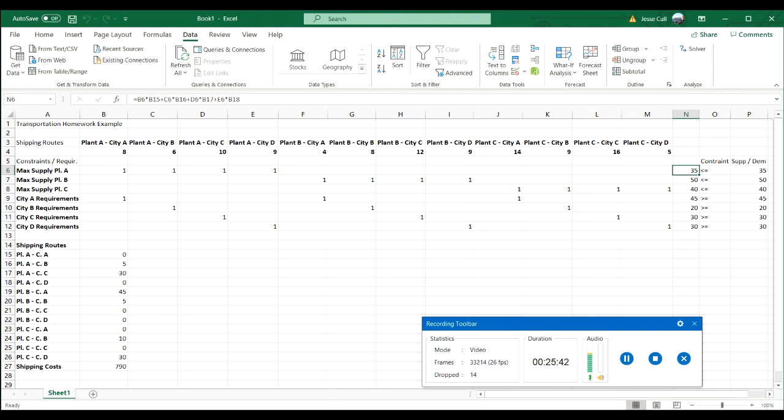So city B now has a total of 20 units, which is how much they require. 5 from plant A, 5 from plant B, 10 from plant C. And plant C will send all 30 units to city D. All constraints are obeyed, and our optimization has been found with $790 total. That is our minimum possible shipping cost.